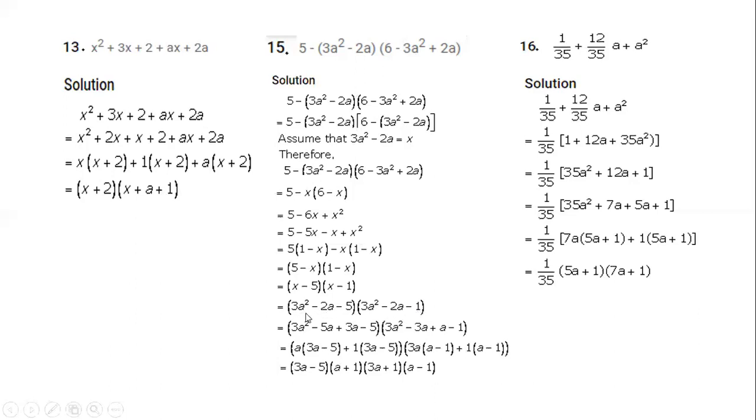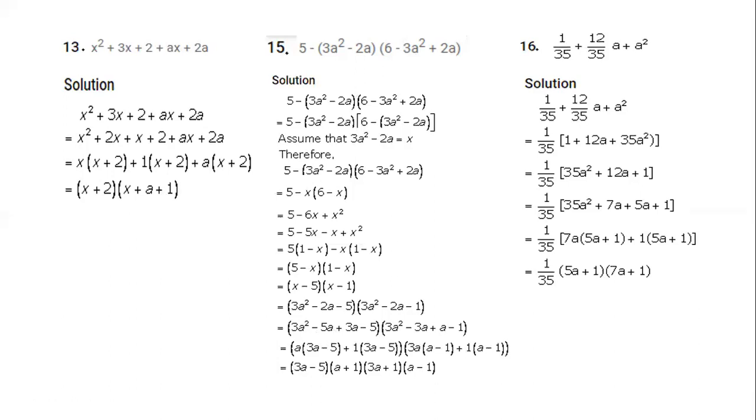Now see, again this is a quadratic expression in a, and this one is also a quadratic expression in a. Now split the middle term minus 2a in such a way that the sum of the factors must be equal to minus 2 and their product is equal to minus 5 into 3, minus 15. So here we have split the middle term minus 2a and we'll get (3a minus 5) into (a plus 1). And after solving 3a square minus 2a minus 1, we'll get (3a plus 1) into (a minus 1).